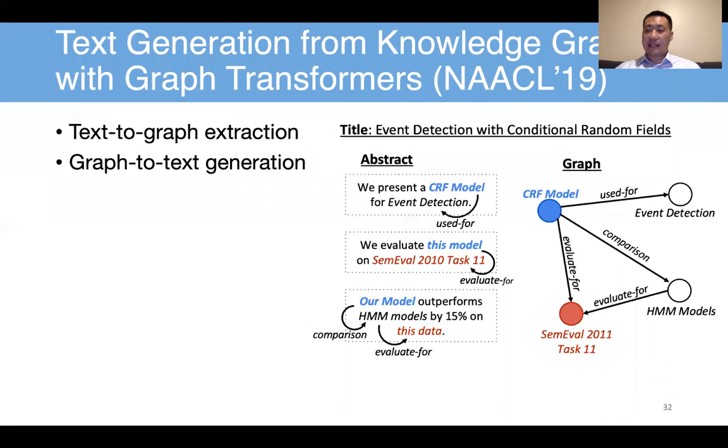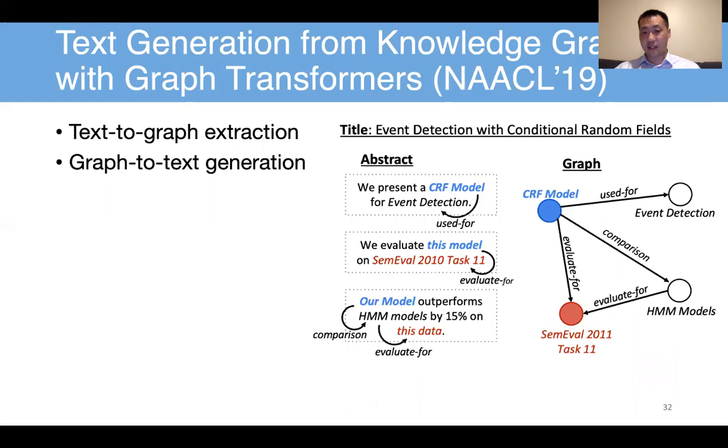Okay, so the last work is text generation from knowledge graphs with graph transformers. It's in NAACL 2019. In the first part of this tutorial, we talked about text to graph extraction. How do we extract the nodes, extract the links to build a knowledge graph? Well, here, why not just go from the graph to text? It's more like graph to text generation, right?